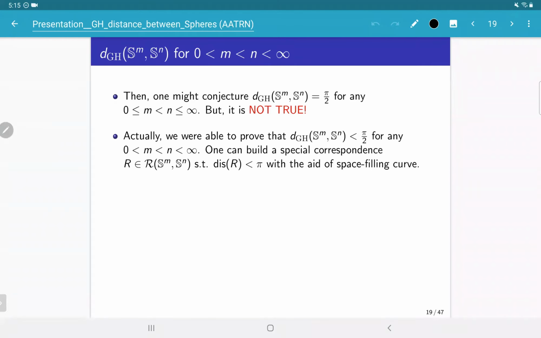We were able to prove that the Gromov-Hausdorff distance between Sm and Sn is strictly less than pi over 2 when m and n are strictly between 0 and infinity. How to prove this? We were able to prove this fact by building a special correspondence R between Sm and Sn such that the distortion of R is strictly less than pi. And this construction of the special correspondence was done by using space filling curves and suspensions.